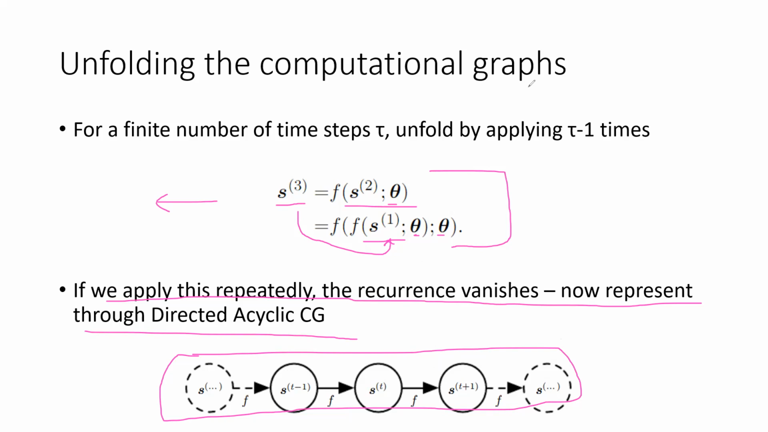Sir, what does it mean by if we apply this repeatedly, the recurrence vanishes? Does it mean the sequence vanishes? No, the sequence does not vanish. The point is that recurrence vanishes means that you don't need this formalism that we have written, you don't need to think about the fact that S depends on t plus 1, t minus 1, t minus 2. That's the thing.